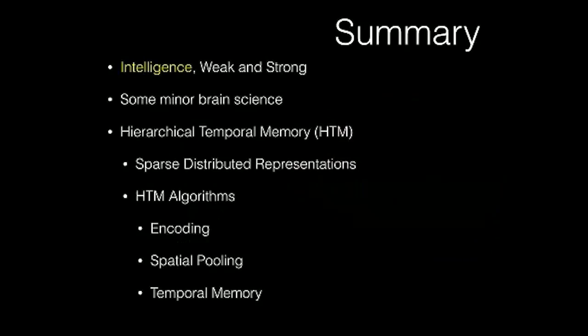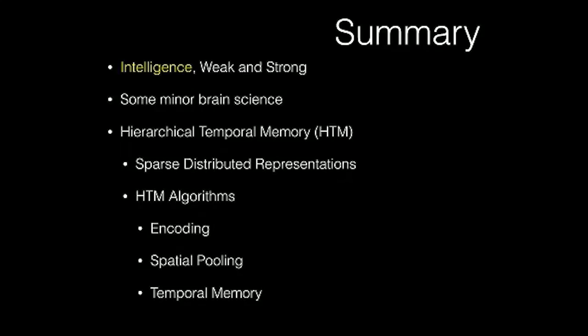So in summary, I'm going to talk about intelligence in a broad general term and define the difference between weak and strong intelligence. Then we're going to dive into some minor brain science, after which I'll introduce hierarchical temporal memory, which is really the technology that I'm pitching in this talk. And I'll talk about the fundamental aspects of that theory of intelligence, including the medium of information, which is sparse distributed representations, or SDRs. And then I'll talk about some specific algorithms in HTM, data encoding, spatial pooling, and temporal memory.